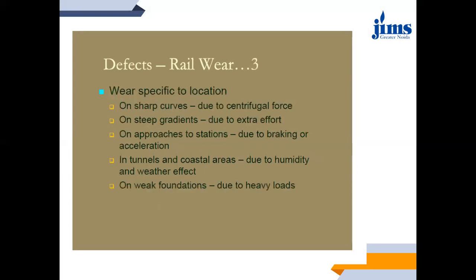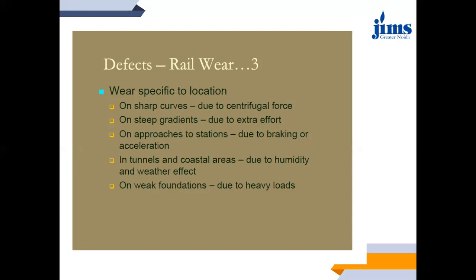Now these rail wears can be specific to location. Like on the sharp curves, you can see rail wears which are caused due to centrifugal force. Then on the steep gradient, you can find these rail wears which is mainly caused due to extra effort which is applied by the wheels of the locomotive.